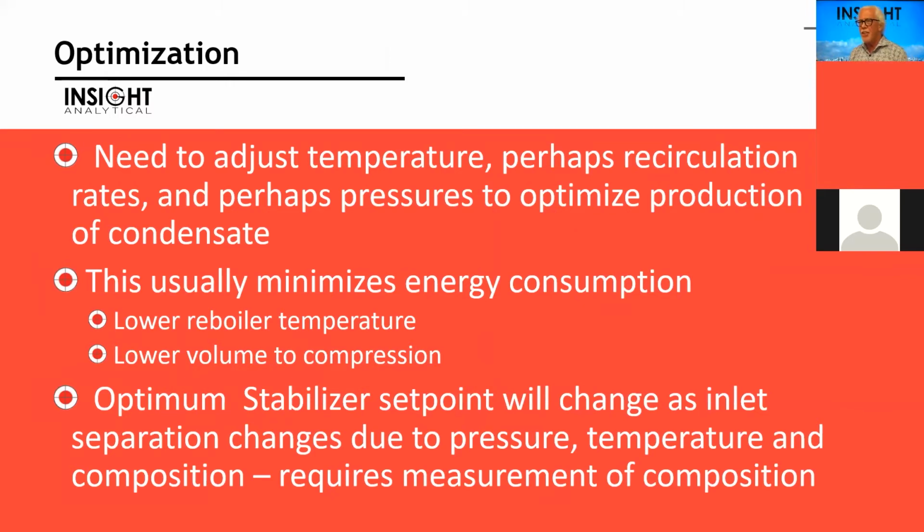So on that optimization side then, what we want to be able to do is adjust temperatures, perhaps recirculation rates, perhaps pressures, to optimize that production of condensate and stay on spec.